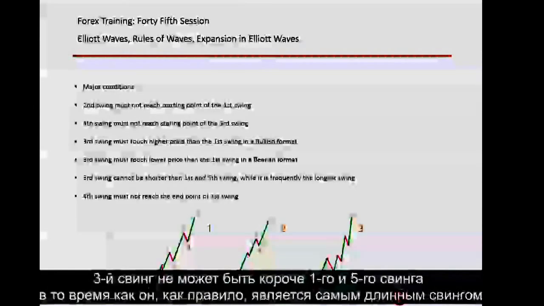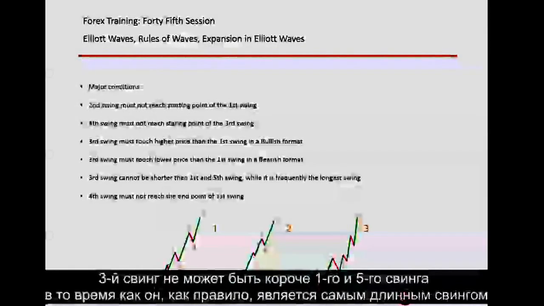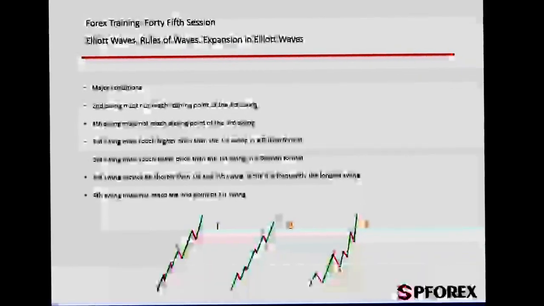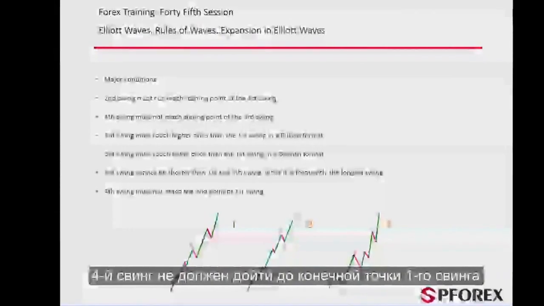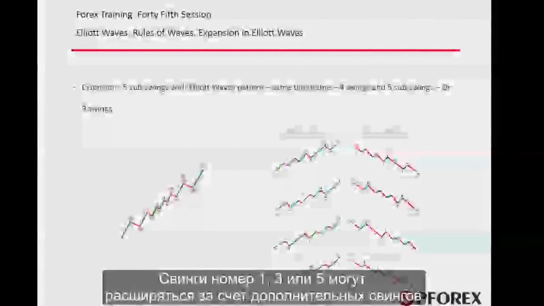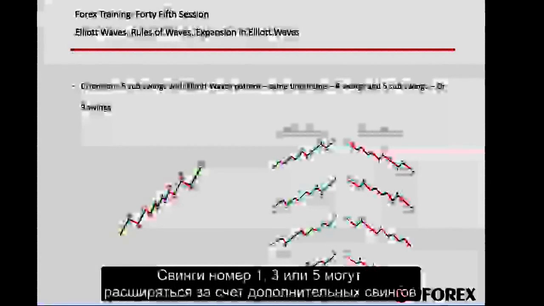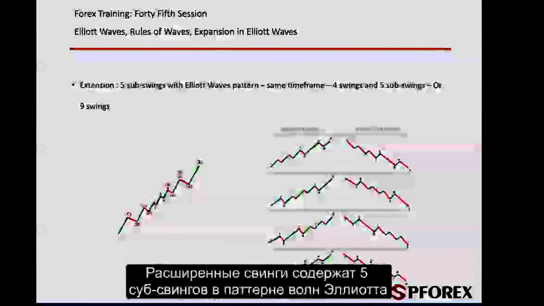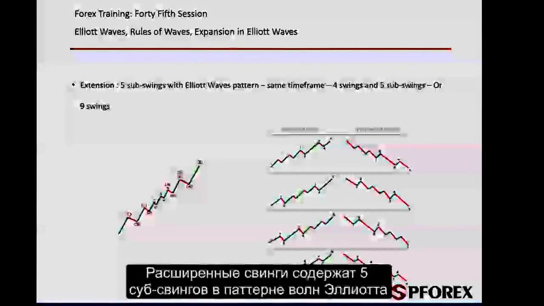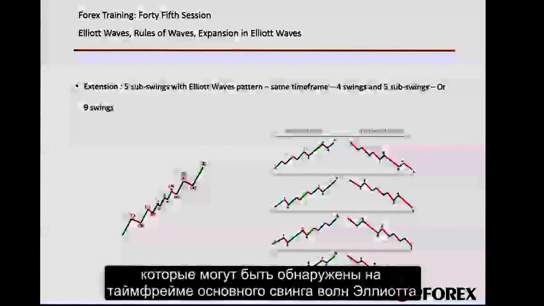The third swing cannot be shorter than both the first and fifth swings, while it is frequently the longest swing. The fourth swing must not reach the endpoint of the first swing. Swings number 1, 3 or 5 can be extended by sub-swings. The extended swing has 5 sub-swings with Elliott wave patterns, which are detectable on the time frame of the main Elliott wave swings.